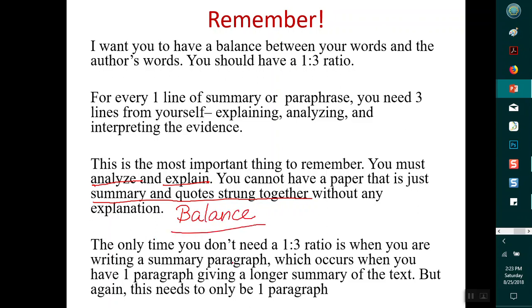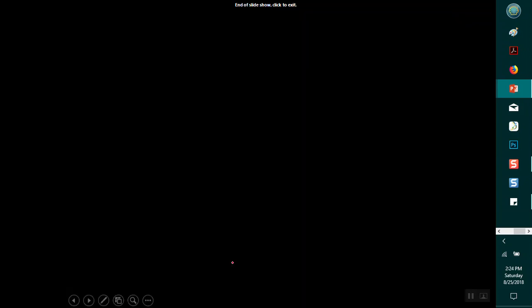The only time you don't need a 1-to-3 ratio is when you have a summary paragraph. Now, for some of your essays and some of your journal entries too, I'll say, hey, I gave you a reading, write me a summary paragraph showing you read it and you understood it. When you have a summary paragraph, you don't have to have an explanation. But again, it should only be 1 paragraph. You should not be summarizing evidence for an entire paper. So that is it. And please take the time after this to watch the second video about how to use quotations.